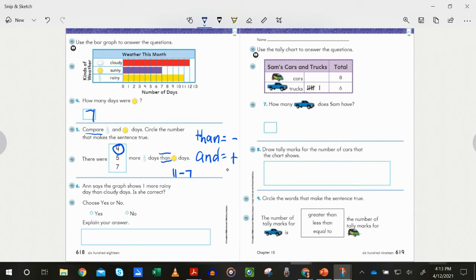Okay, number 6. Anne says the graph shows one more rainy day than cloudy days. Is she correct? Looking at rainy, looking at cloudy. Is rainy one more? No. If you wrote something different, as long as it gives this main idea, rainy is not one more, it's one less. Okay, so that's why I picked no. Rainy is not one more, it's one less.